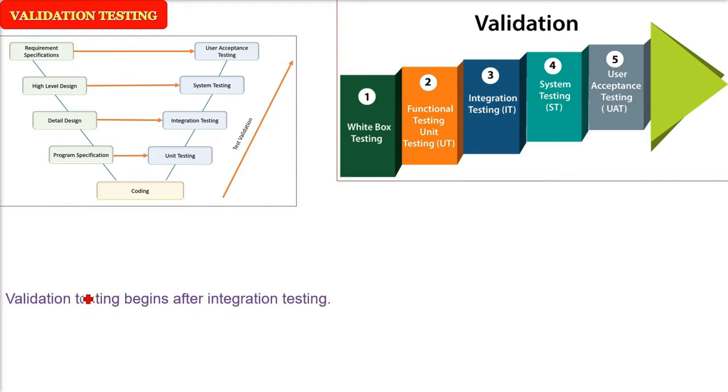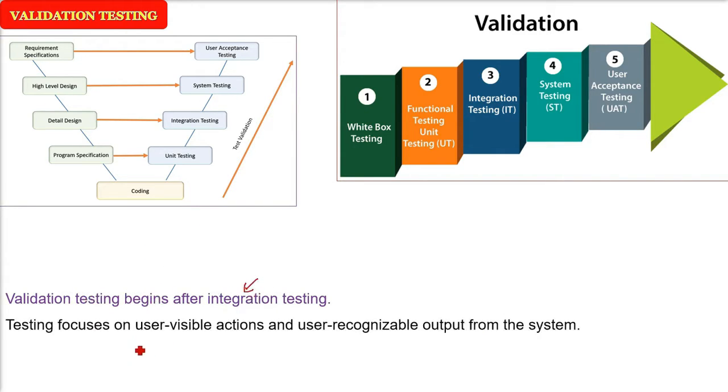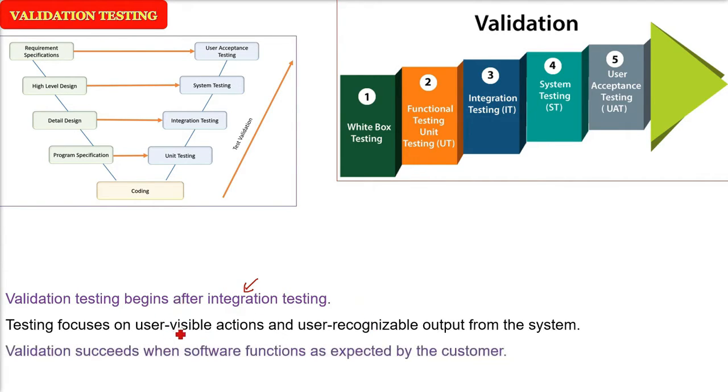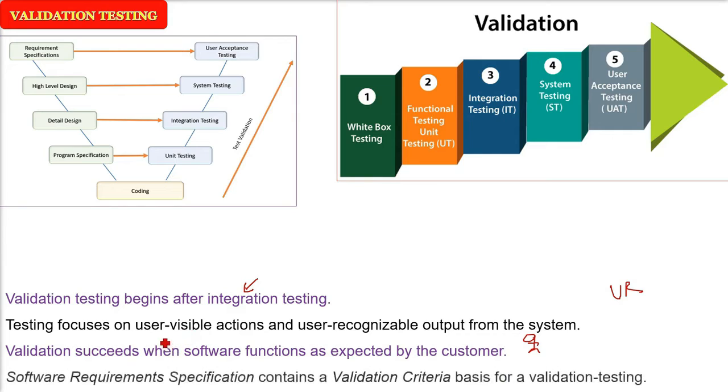This validation testing is started after integration testing has been done. It focuses on user visible action and user recognizable output from the system, because it is all about what the user wants. Validation will only succeed when the user expectation is fulfilled, that the software functions as expected by the customer you are giving.